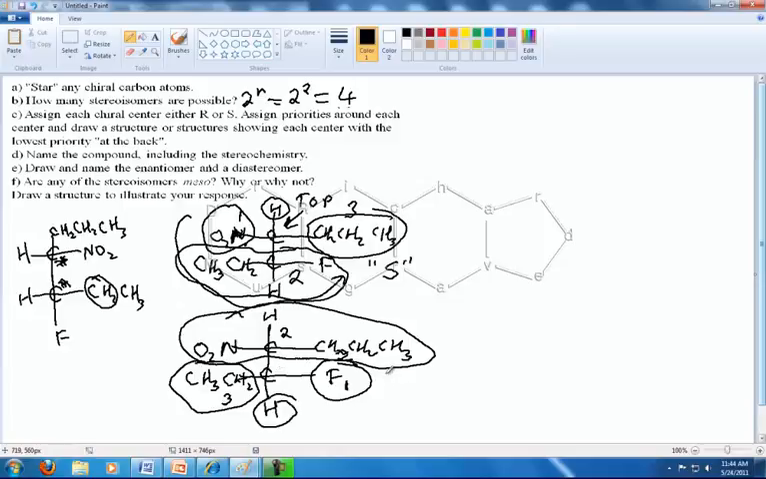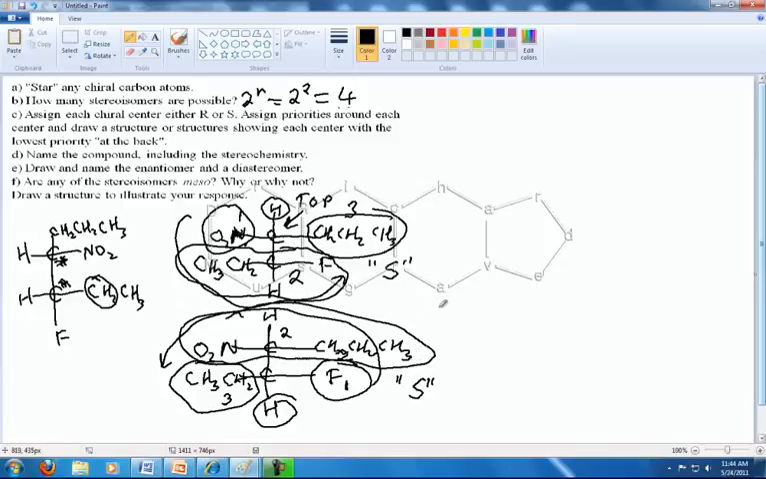Alright, so now we look at the direction of flow from 1, 2, and 3, and we see it again goes in a counterclockwise direction, so it's going to be S as well. So the top is S and the bottom is S as well.